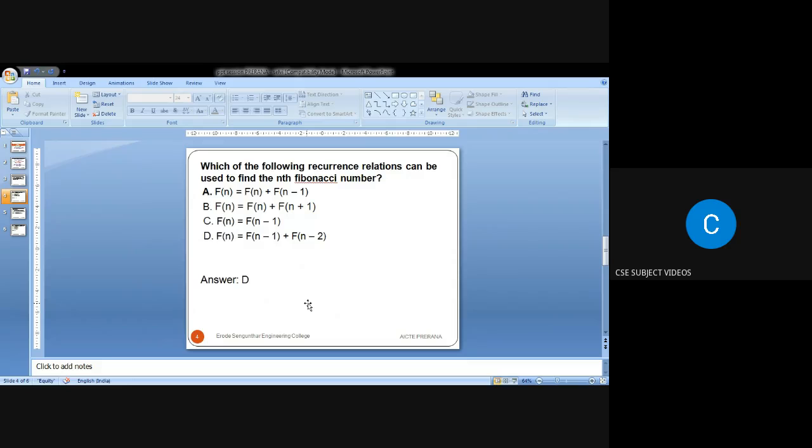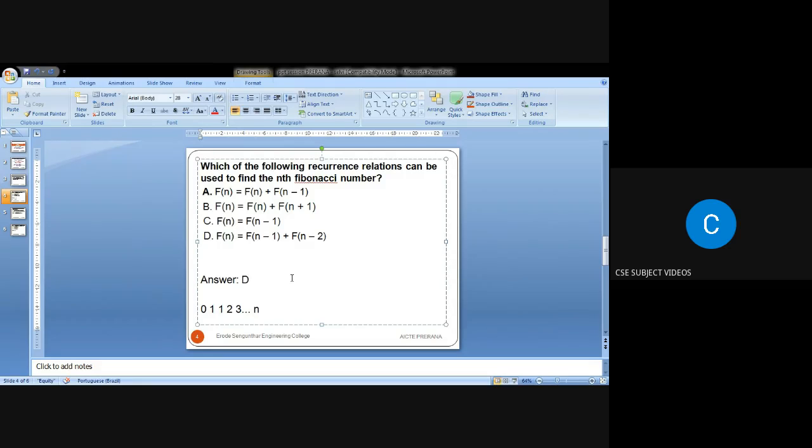All of you know what a Fibonacci number is. Take two numbers, 0 and 1. The next number generated is 0 plus 1, which is 1. The next number is 1 plus 1, which is 2. The next number is 1 plus 2, which is 3. Similarly, it will go till n. For this problem, we have to find the recurrence relation.